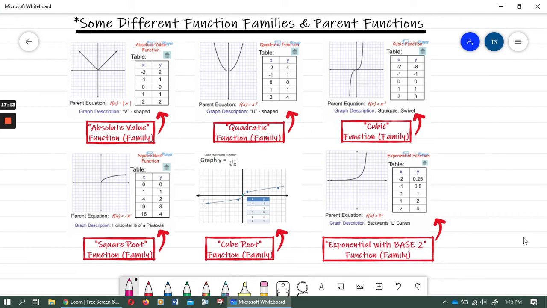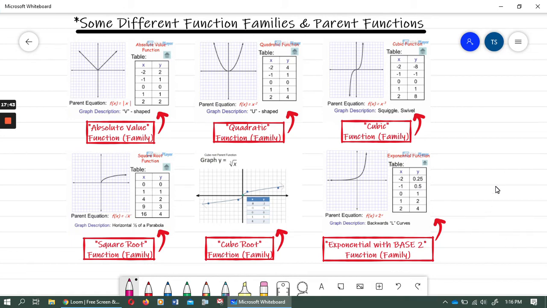All right, and so again, guys, these are just 6 of the different types of function families. We don't have time to go over all of the different function families. I mean, there are so many more, guys. We've got different types of piecewise functions. We've got sine, cosine, tangent, logarithmic, inverse functions, different rational functions.